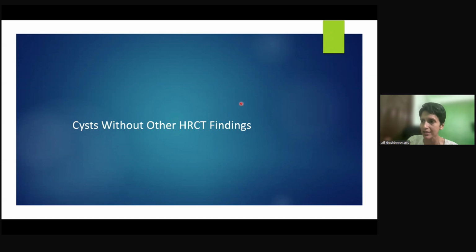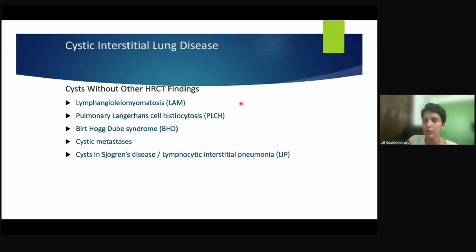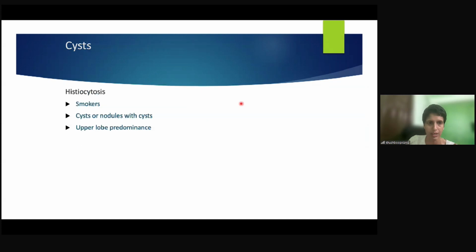There are certain cystic lung diseases where the background lung parenchyma is absolutely normal. So when you see a large number of cysts in the lungs and the background lung parenchyma is normal, then you think of certain specific cystic lung diseases, which include this list: lymphangioleiomyomatosis, Langerhans cell histiocytosis, Birt-Hogg-Dube, cystic metastasis, and cysts in Sjogren's or the lymphocytic interstitial pneumonia.